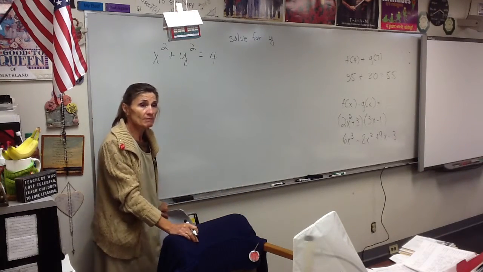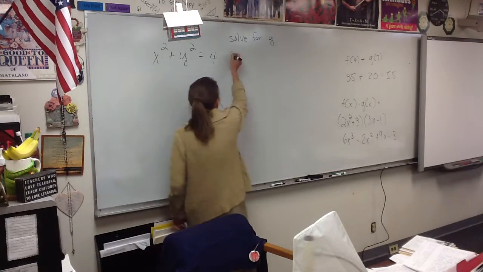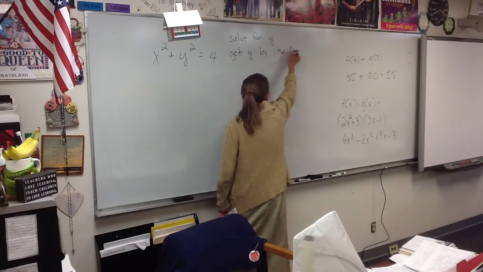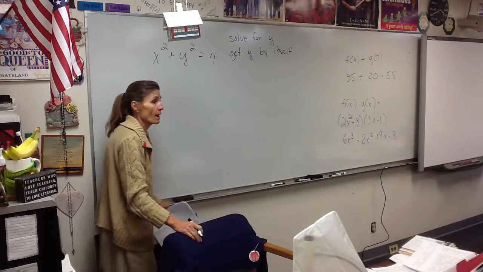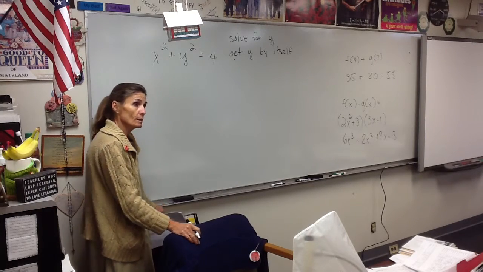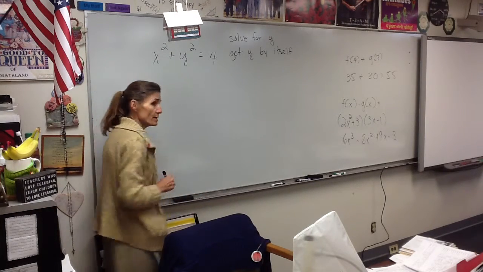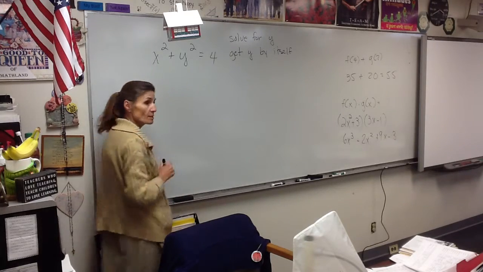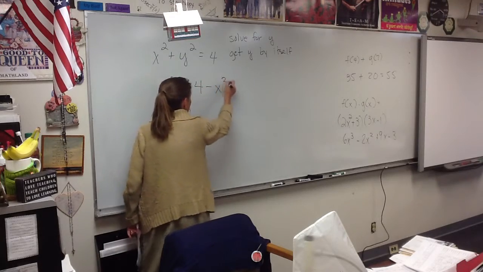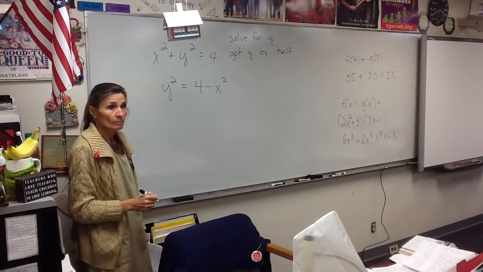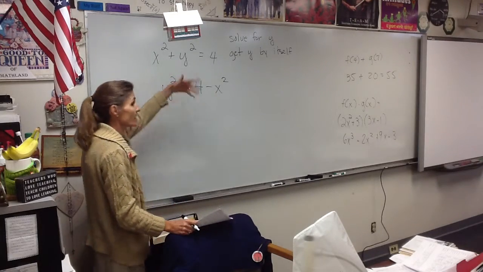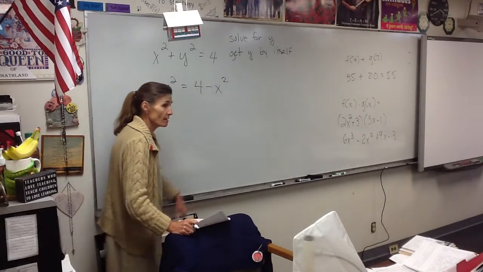Say find the implicit functions, we mean get y by itself. Solve for y. So here we go. Maybe the first thing we do, Brittany, is subtract x squared. So we would have y squared equals 4 minus x squared. I'm trying to get y by itself, so I'll get rid of the x, move it to the other side. Everybody okay with that?